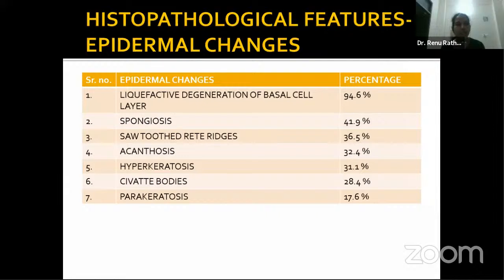So next slide, please. So this is the table which is showing histopathological features, epidermal changes. So the epidermal changes which were seen were liquefactive degeneration of basal cell layer in 94.6% of cases. Then spongiosis was seen in 41.9% of cases. Sawtooth rete ridges in 36.5% of cases. Acanthosis in 32.4% of cases. Hyperkeratosis in 31.1% of cases. Civatte bodies were seen in 28.4% of cases, and parakeratosis in 17.6% of cases.